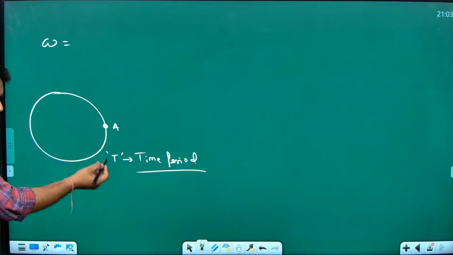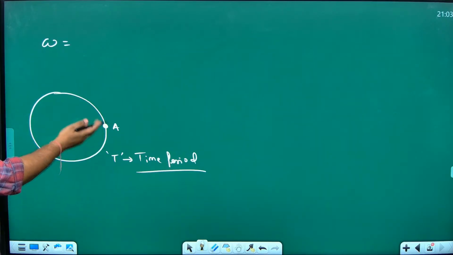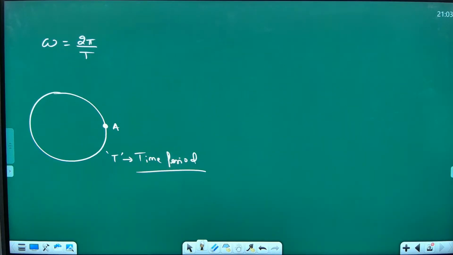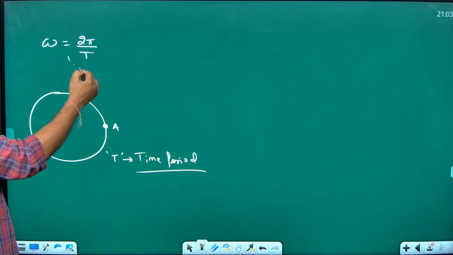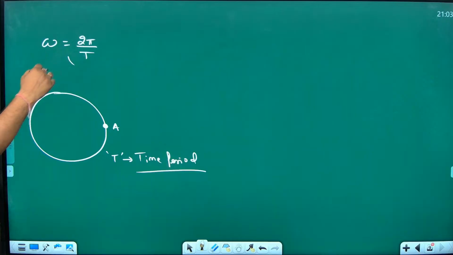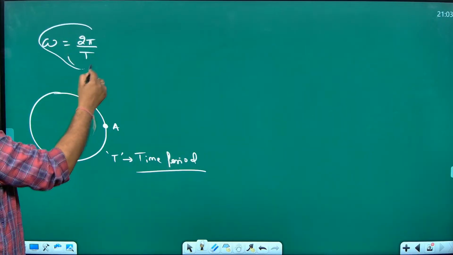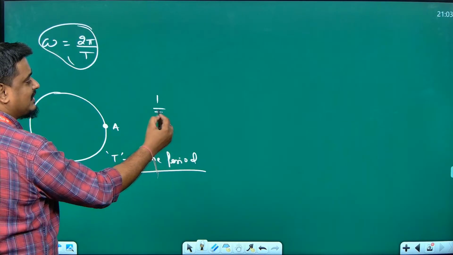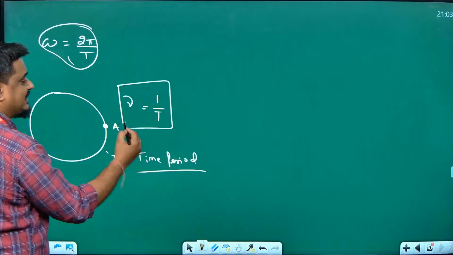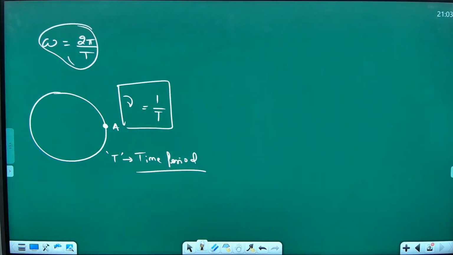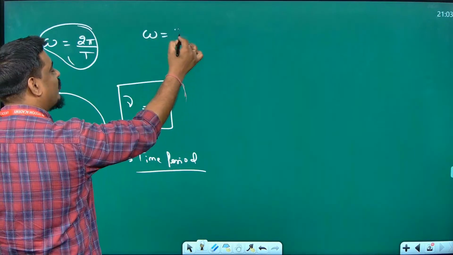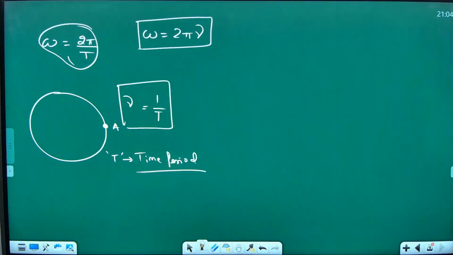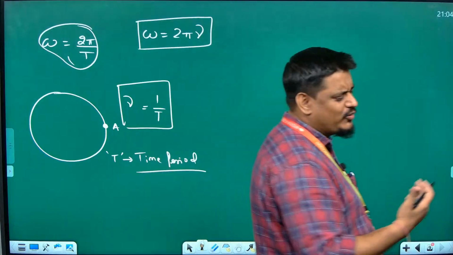So in one time period, how much angle does it cover? 360 degrees. So can I say that omega is equal to 2 pi by T? It means in one time period it will cover 2 pi angle. So in some places you will also use this, omega is equal to 2 pi by T. And what is 1 by T? 1 by time period is called frequency, studied in 9th standard. Frequency is equal to 1 by time period. So in some places you will see angular velocity is equal to 2 pi nu, don't get confused. Both are the same only. 2 pi by T or 2 pi nu, both are the same only.